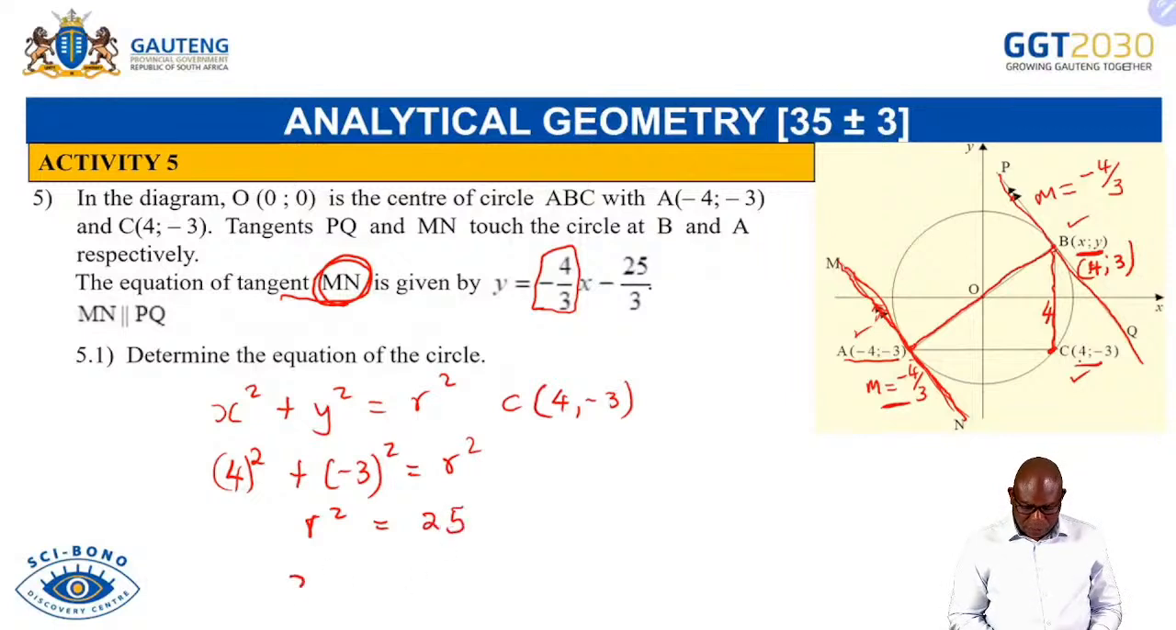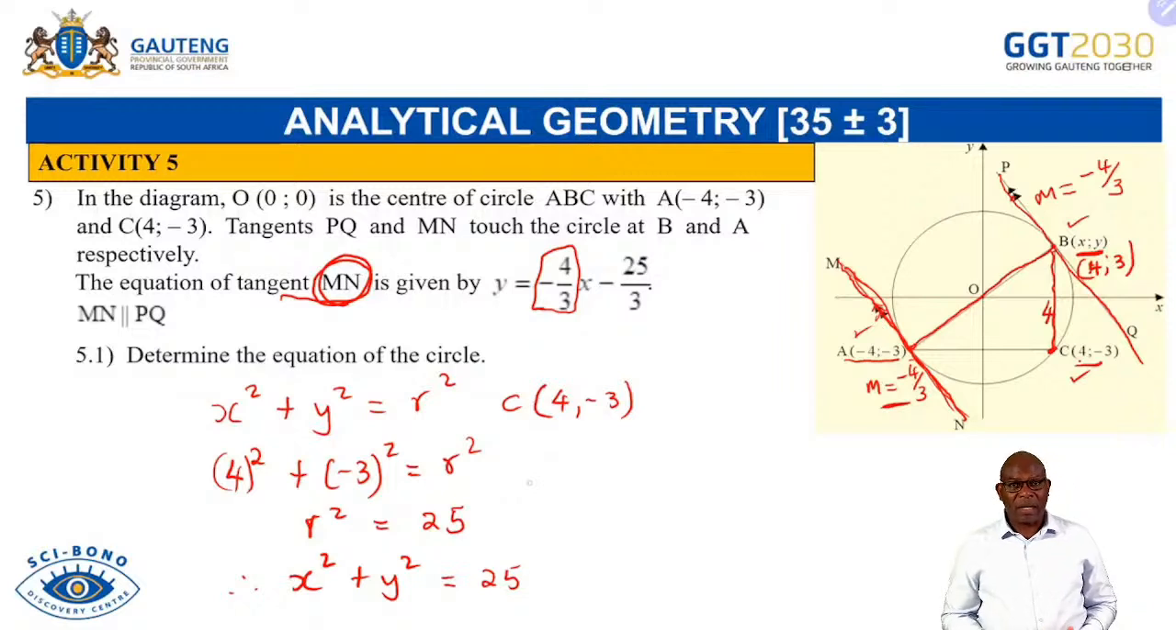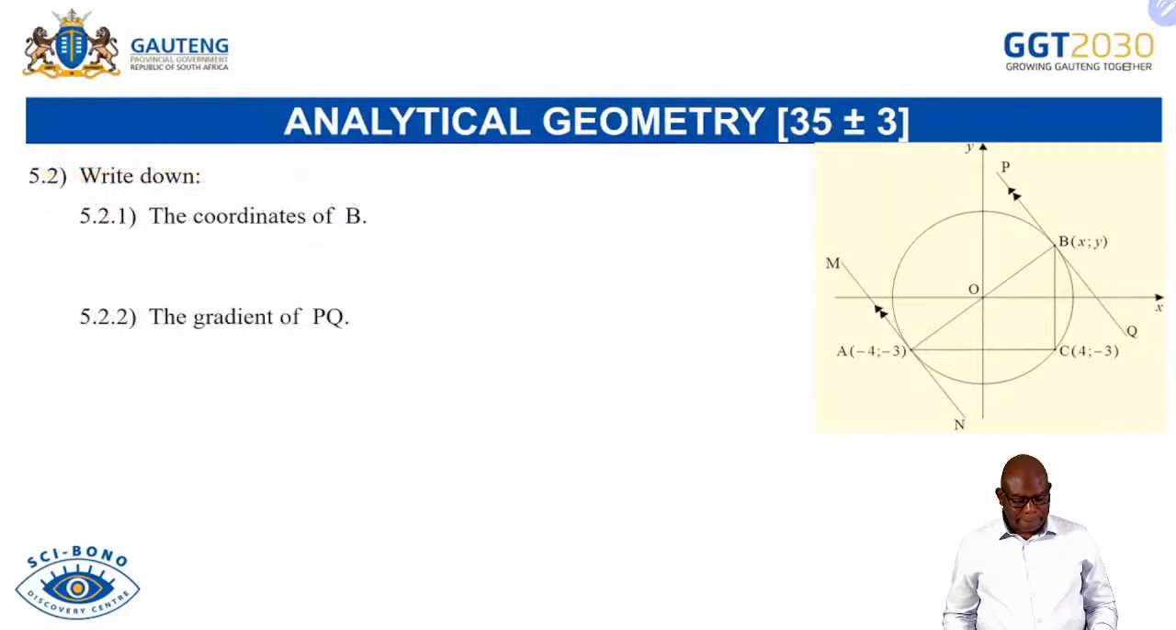The equation of the circle will be x squared plus y squared equals 25. Can you see I'm writing the equation of the circle? Right? So r squared equals 25 is not the equation of the circle. It is the r squared. So we need to write down the equation in that form. Okay. Simple and straightforward. Now let's look at the next one.